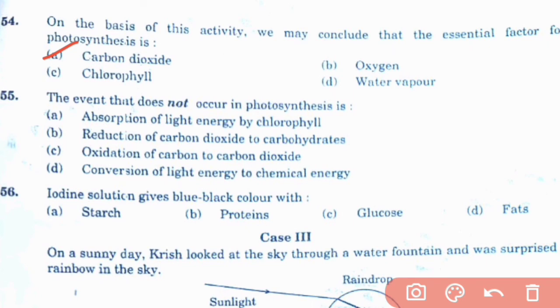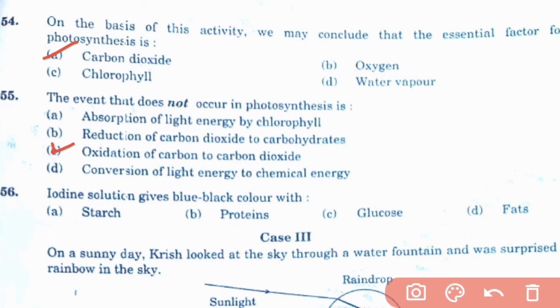Question number 55th. The event that does not occur in photosynthesis is option A: absorption of light energy by chlorophyll, B: reduction of carbon dioxide to carbohydrates, C: oxidation of carbon to carbon dioxide, D: conversion of light energy to chemical energy. So the correct answer is oxidation of carbon to carbon dioxide. This is the correct answer.